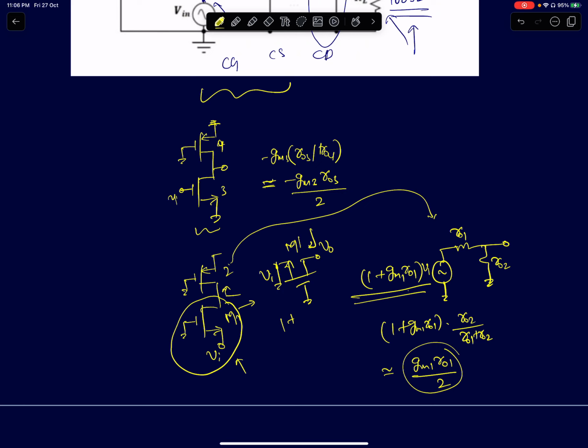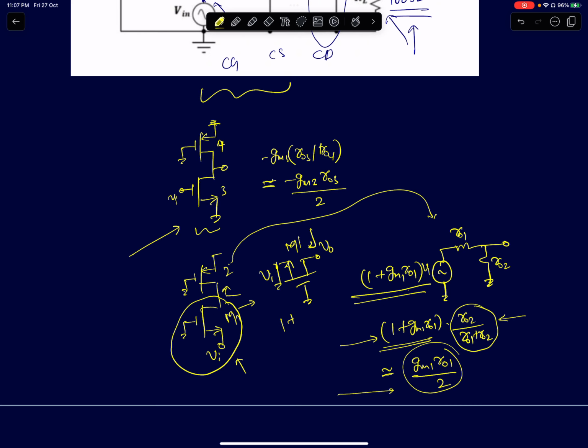So you can quickly show the voltage gain will be 1 plus gm R0, that's your open circuit gain, times RO2 by RO1 plus RO2. This is due to loading, the current source load that we have connected. Again, if I assume RO1 to be close to RO2, the gain can be approximated to gm1 RO1 by 2. Now, if you look at common source and common gate configurations, the DC gain is more or less the same.